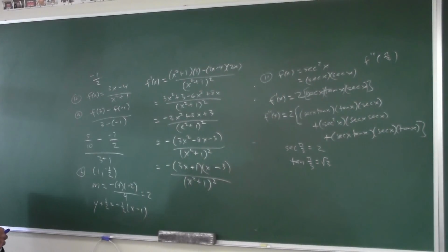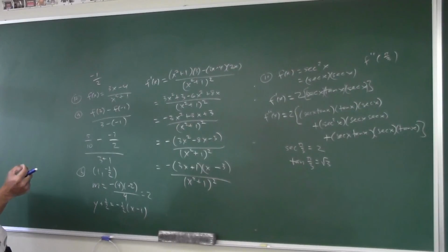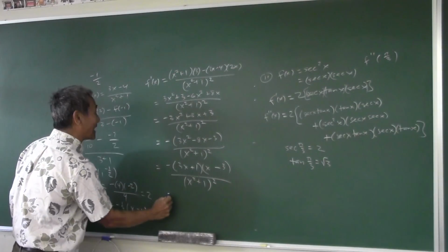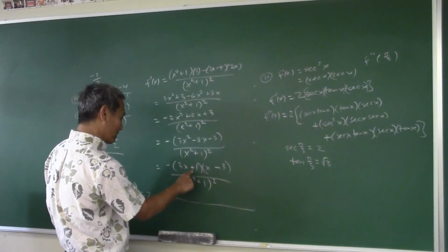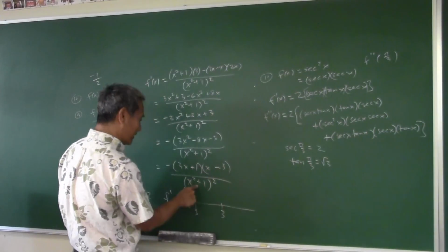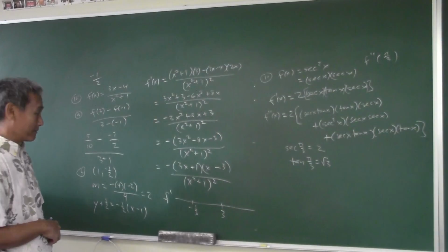Now here's the last one, for C. For what values of x is the derivative greater than 0? Which means I need to make a number line. Here is the derivative right here. Make a number line for that. What makes the top or the bottom 0? Well, negative 1/3 and 3. And nothing makes the denominator 0, right? In fact, the denominator is always positive.